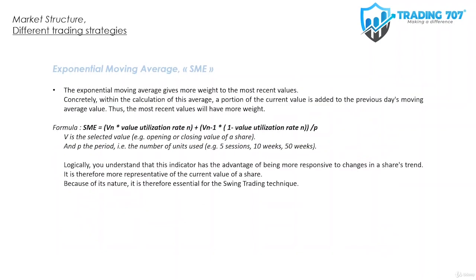The exponential moving average. The exponential moving average gives more weight to the most recent value. Concretely, within the calculation of this average, a portion of the current value is added to the previous day moving average value. Thus, the most recent value will have more weight. You can see how the formula is composed.